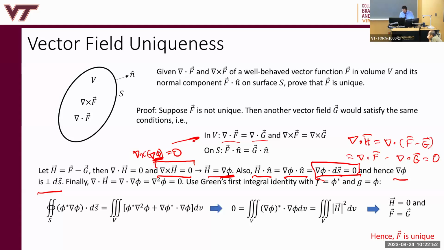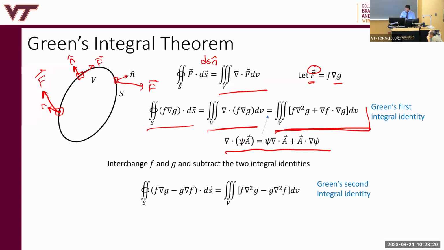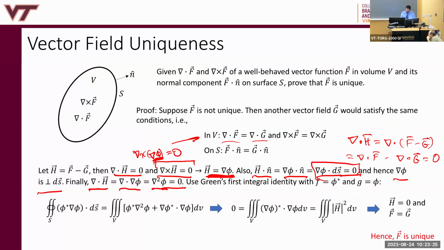Okay, so finally we have two more things to understand, then we can prove it. The divergence of H is the divergence of the gradient of phi, because we said H is the gradient of phi. Therefore, this is the Laplacian of phi from 2 slides ago. And we know that the divergence of H is already zero, so the Laplacian of phi is equal to zero. All right, we're almost there. Use Green's first integral identity with f equal to phi conjugate and g equal to phi.